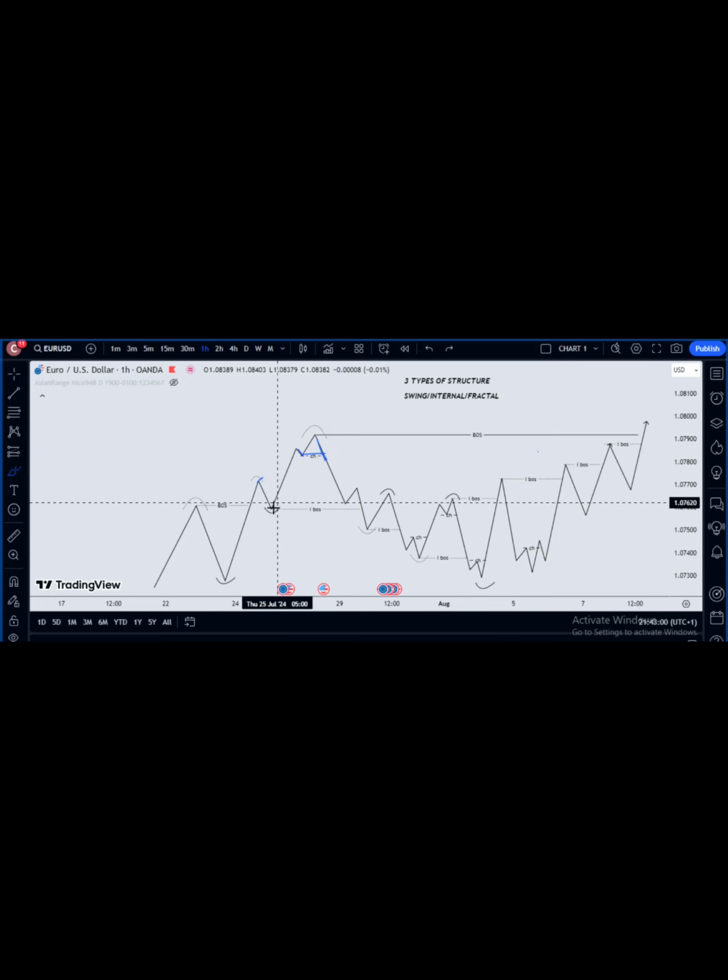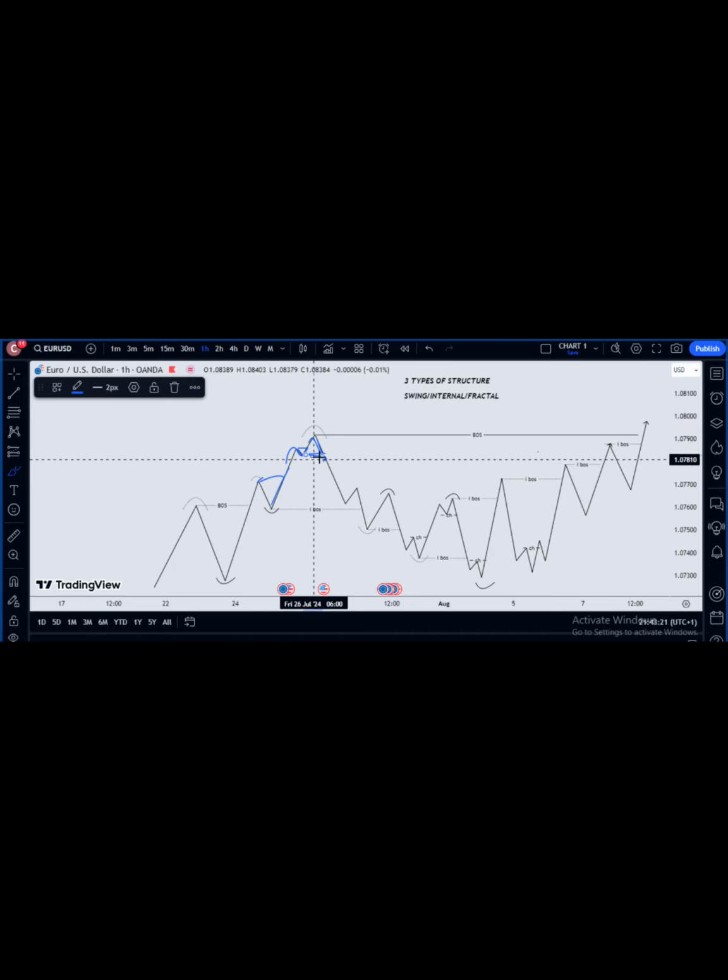Okay, and you see now it comes up here, a broken structure here, making this a protected internal structure, right? And now you see price made a fractal structure here, and same, it broke the fractal structure, right? Go up and come down, break it here. So now when price breaks this fractal structure, this is what it signifies.